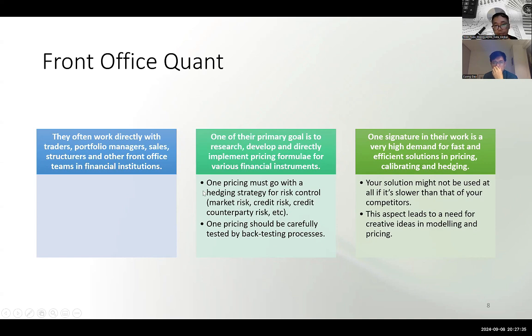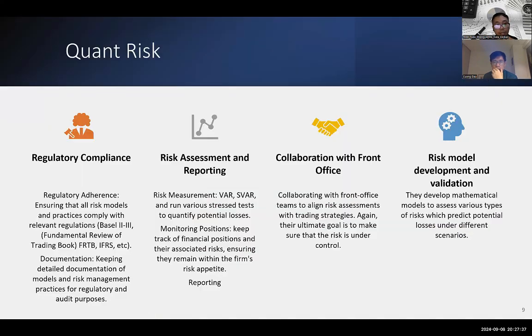That's the first type I would like to mention here. The second one is quant risk. I would like to state it first: I mentioned that front office quants normally work in front office, right? Quant risk, normally they work in the risk department, so in the middle office, right?